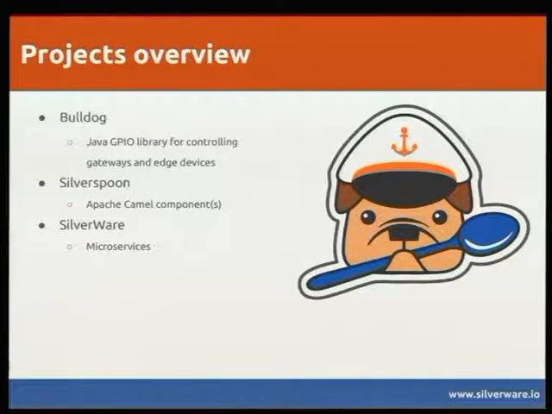The next project is Silver Spoon. This is a bunch of Apache Camel components built on top of Bulldog. We provide components that give you, let's say, higher logic, the middle layer. For example, you have a temperature sensor that communicates over the I2C bus. The I2C bus is covered by Bulldog. And in Camel, you have a component that says temperature sensor, and its output is the actual temperature. So this is what Silver Spoon is about.